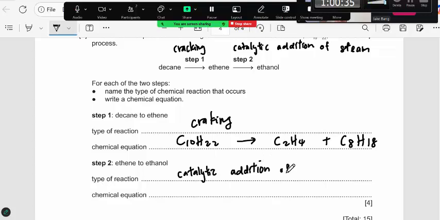Catalytic addition of steam. C2H4 plus H2O becomes C2H5OH. Okay? The only way you can do this is you have to memorize all the general formulas.